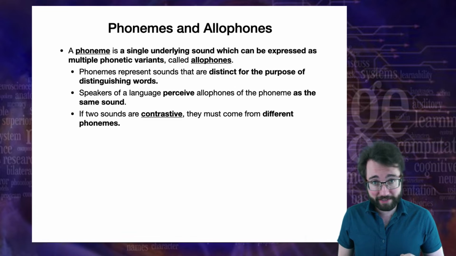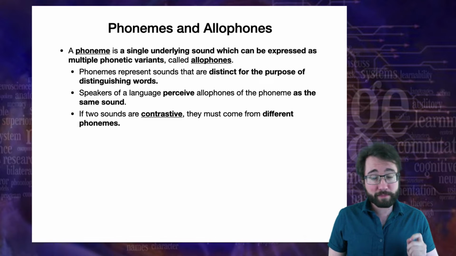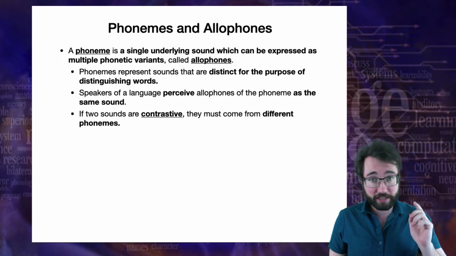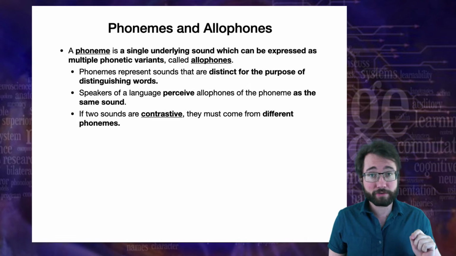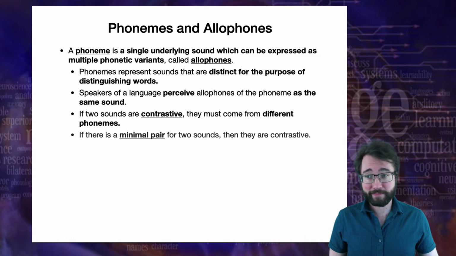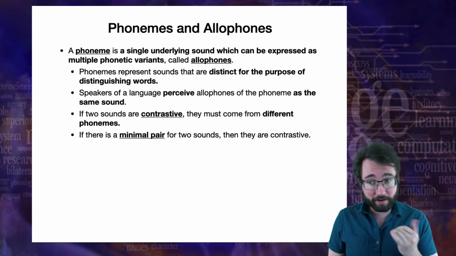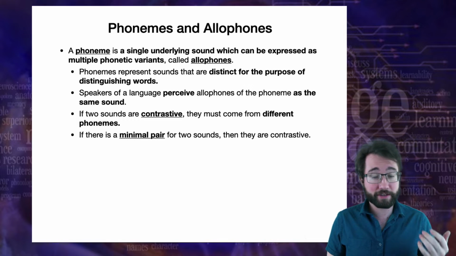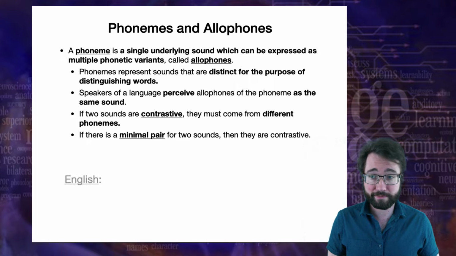If two sounds are contrastive, then they must come from different phonemes. Those two sounds must be two realizations of two different phonemes. If there's a minimal pair for two sounds, then they're contrastive, and therefore they represent two different phonemes.